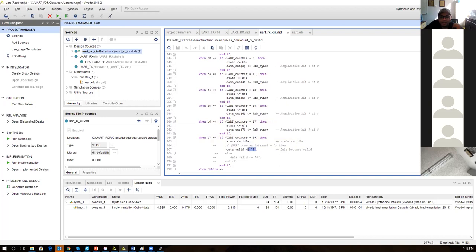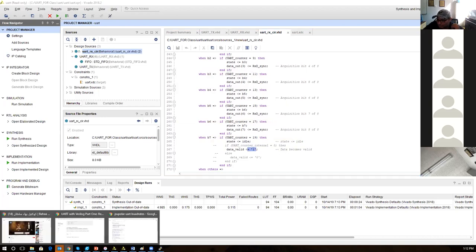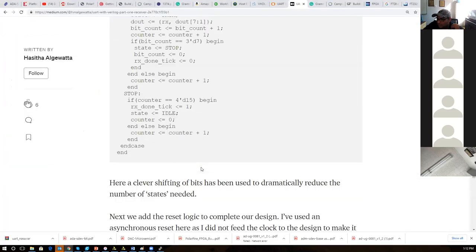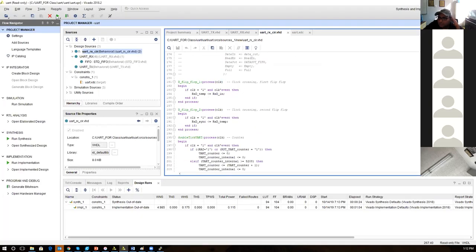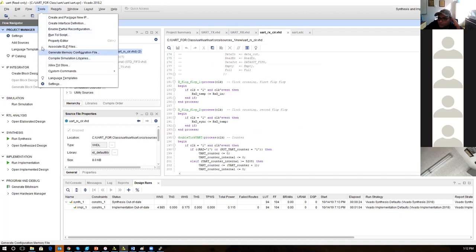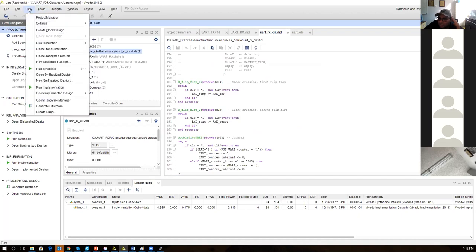And the data valid for me is what? The one he made as, let me see, that's his data. The data out for me, or data invalid, is basically the RX done tick for him. He made the validation, and that's it. Let me see if I can deploy it in front of you and make it run.